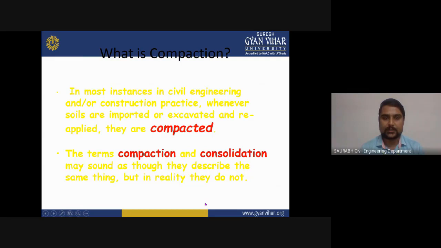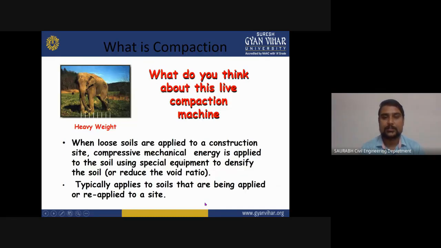Now we will see what compaction is. In most instances of civil engineering and construction practices, whenever soil is imported or excavated and reapplied, it is compacted. The terms compaction and consolidation may sound as though they describe the same thing, but in reality they do not. What is compaction? As you can see, what do you think about the live compaction machine? There is one image of an elephant. It is also working as a compactor because of its heavy load.